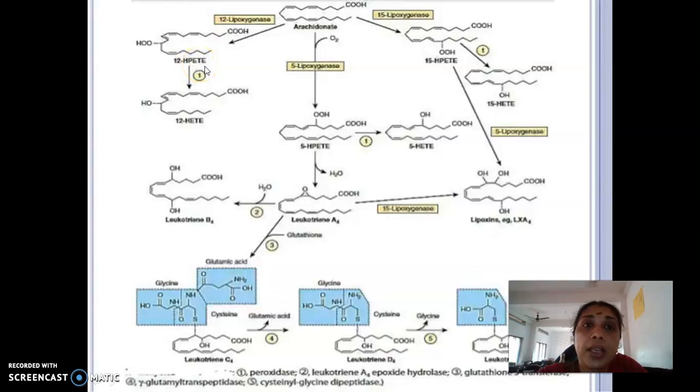Hydroperoxy icosatetraenoic acid, HPETE. These HPETEs are of three different types: 5-HPETE, 15-HPETE, and 12-HPETE. Right? So, what is HPETE? It is the presence of a hydroperoxy group. Peroxy means when two oxygen atoms come together, we call it a peroxide, H2O2, hydrogen peroxide, right? So this is hydroperoxy. H is attached to a peroxy molecule.